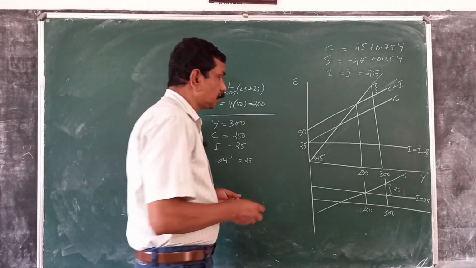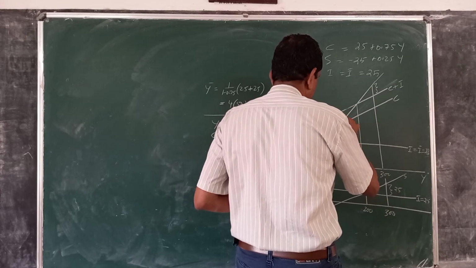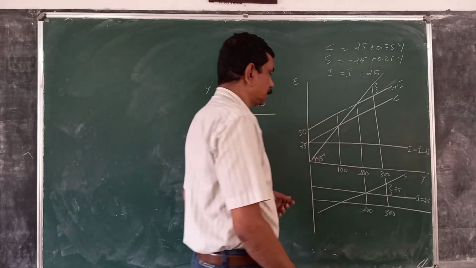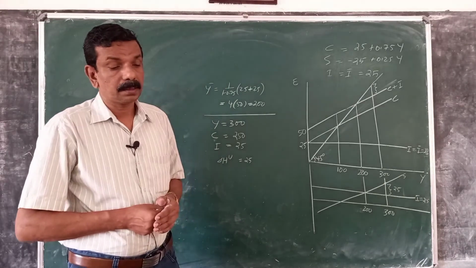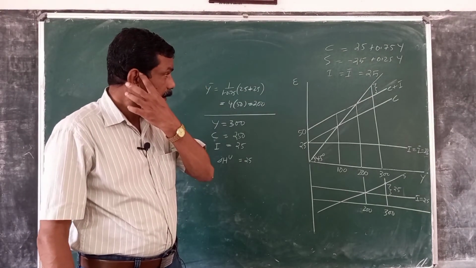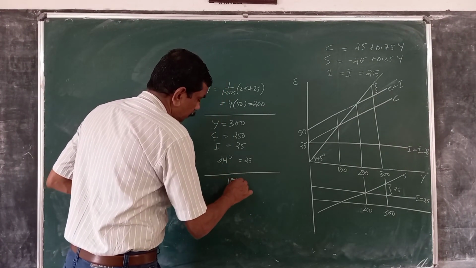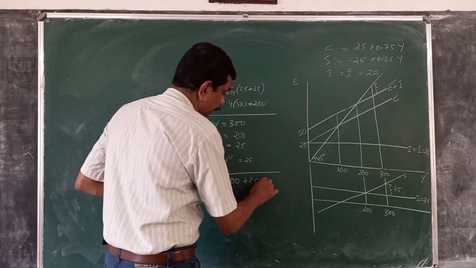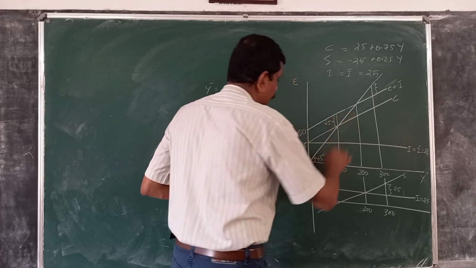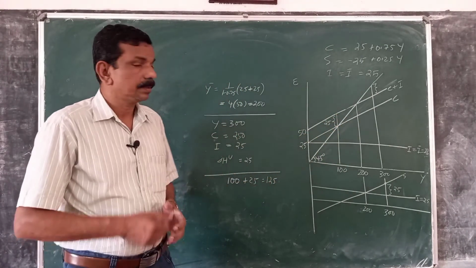If Y is equal to 100, then consumption is equal to income equal to 100. And what is aggregate expenditure? Aggregate expenditure consists of consumption plus investment, 100 plus 25, 125. Here, aggregate expenditure exceeds aggregate income by an amount equal to 25.